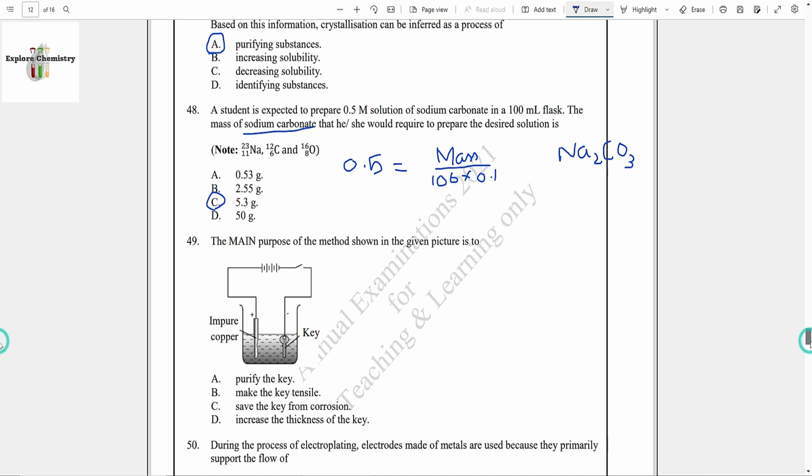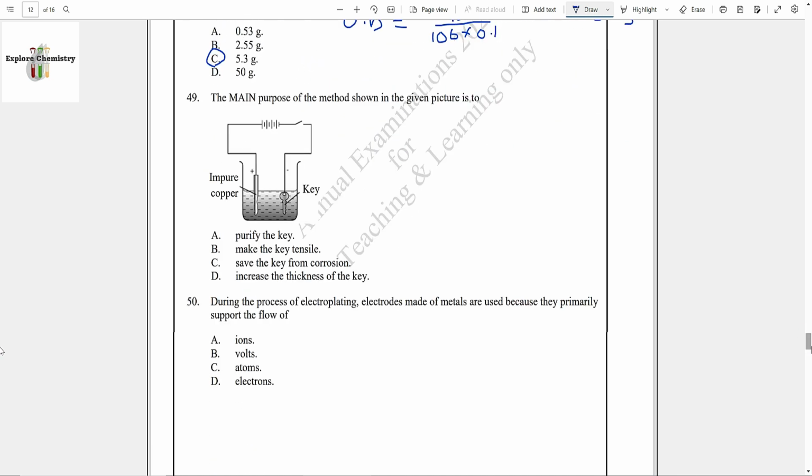Number 49. The main purpose of the method shown in the given picture is to. This is the process of electroplating. You are going to electroplate this key with this copper. Purify the key, make the key tensile, save the key from corrosion, increase the thickness of key. Electroplating is done to prevent corrosion. So C is the answer.